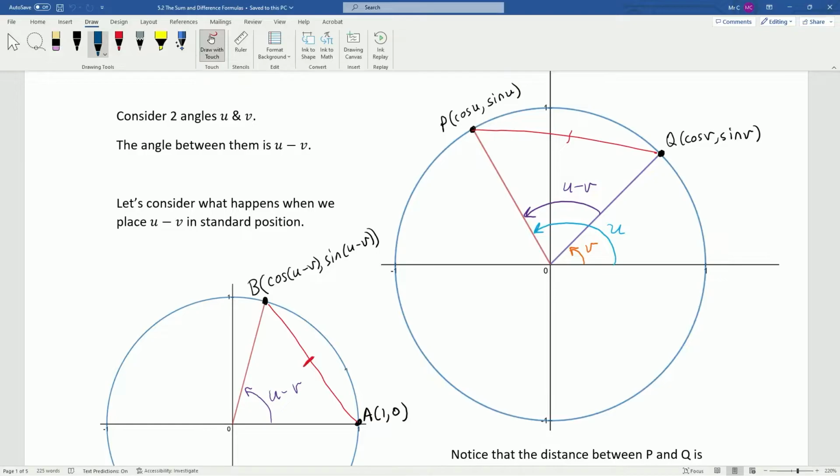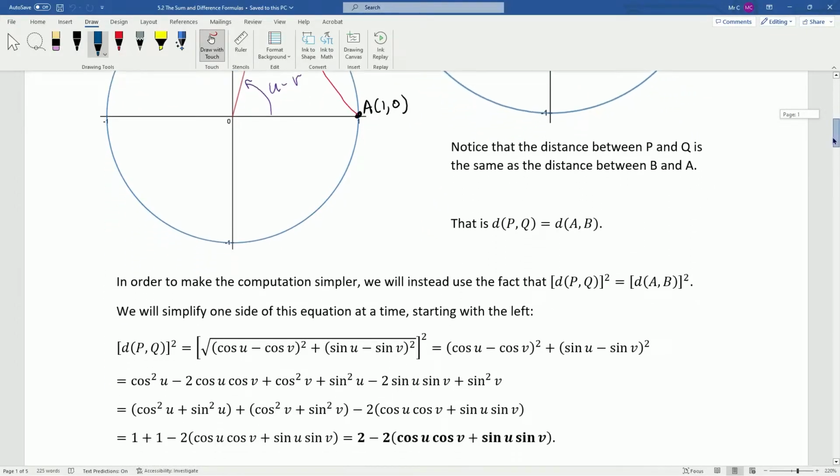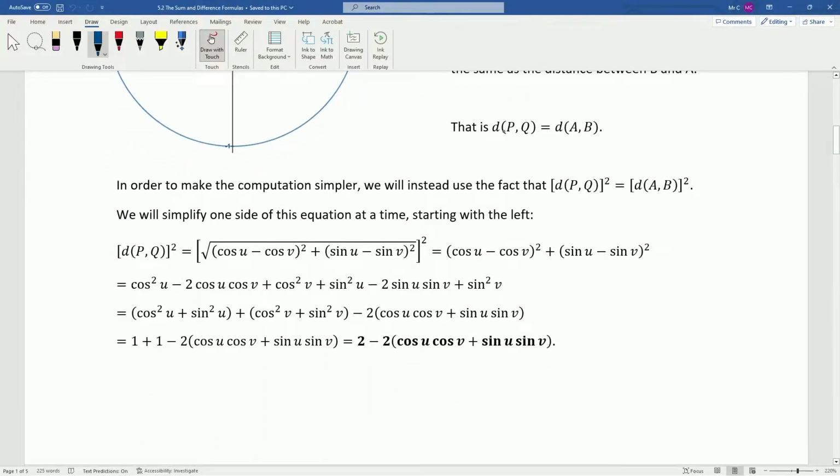So that's the whole crux of our argument for this formula, is just understanding that the length between the points P and Q and A and B are the same. So now we just have to work out the algebra for that. So the distance between P and Q is equal to the distance between A and B. Now, in order to make this computation simpler, we're going to use the fact that if the distance is equal, then the distance squared between the points will be equal.